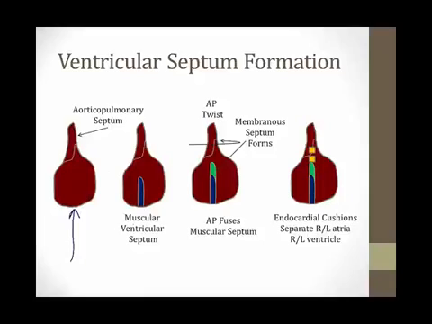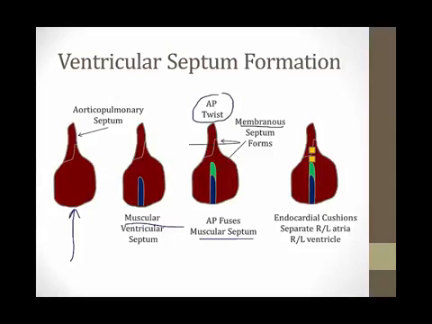So the first step in this process is that a structure called the muscular ventricular septum begins to form. That's shown in blue here. This forms at the bottom of the ventricle and grows upward towards the outflow section of the ventricle. Next, the membranous septum forms. The way this happens is the aorticopulmonary septum begins to twist. You may know that the pulmonary artery and aorta twist around each other. So this happens in the embryo. The aorticopulmonary septum twists, and then it fuses with the muscular septum and forms this green portion of the interventricular septum called the membranous septum.